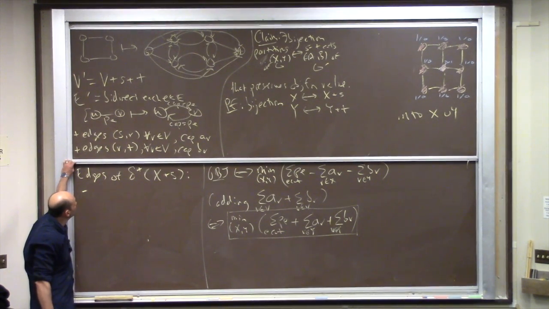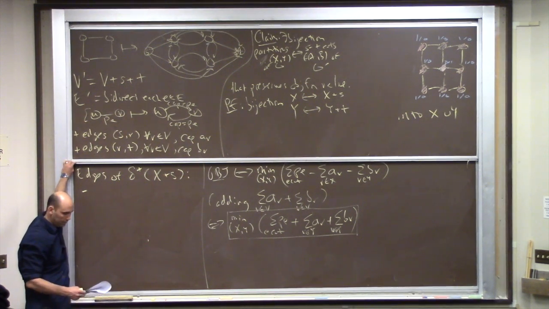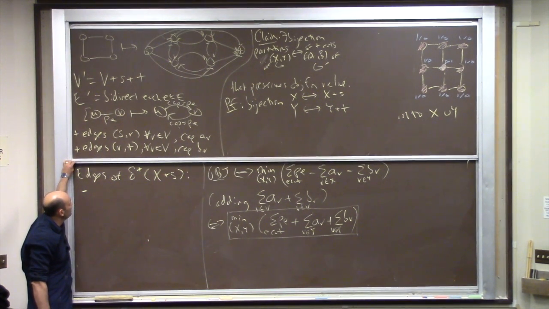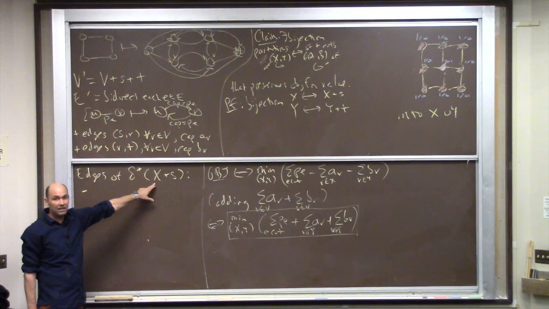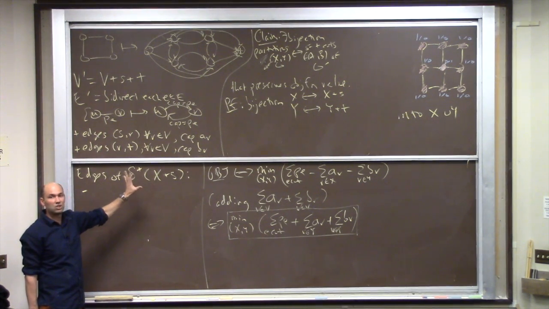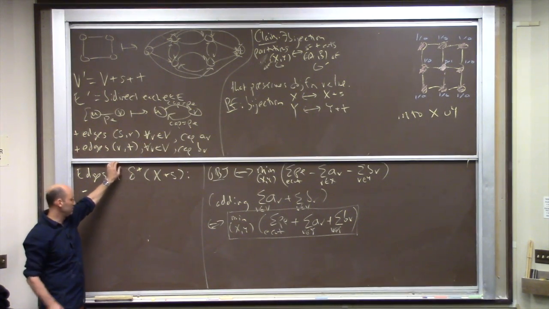So what sticks out of S plus X? Well, let's start with the edges which go from the source to a pixel. If you have a pixel which is in X, then the edge from S to that pixel does not stick out, it lies inside. But if you have a pixel which is not part of X, then it sticks across this cut.